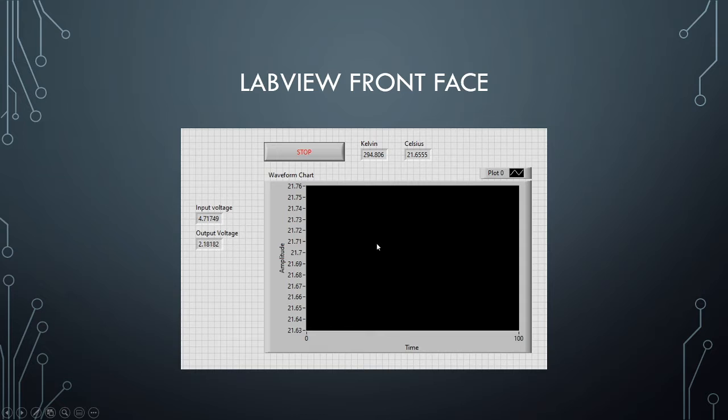Here's the front face. I tried to keep it as similar as I could to what the lab required. Got the stop button, the temperature in Kelvin, the temperature in Celsius, and then this waveform chart, which I should have renamed and renamed the axes, but not that huge. We'll see how it works. And over here I have the input voltage and output voltage for that circuit that I showed before.